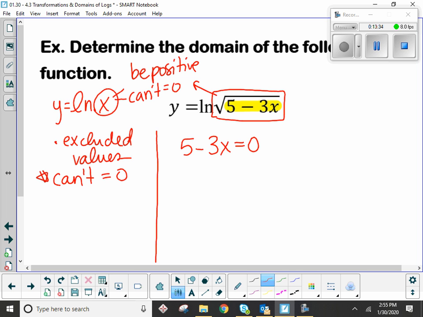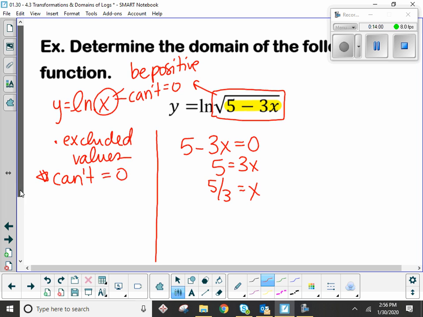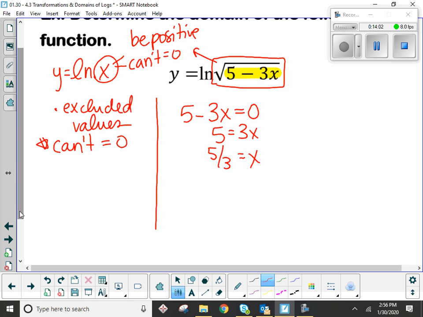Okay. I haven't actually done any math. I haven't got rid of the log. I haven't got rid of the square root. All I'm doing is taking the stuff inside and trying to do some math on it. I'm saying that stuff inside, that 5 minus 3x, where does it equal 0? Well, I literally set it equal to 0, and I start solving. I add 3x to both sides. I divide by 3. And I get this. x equals 5/3.